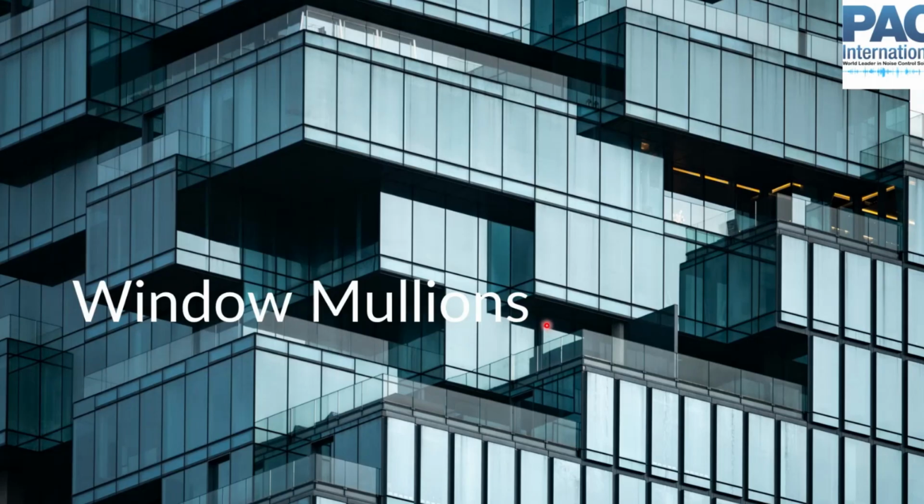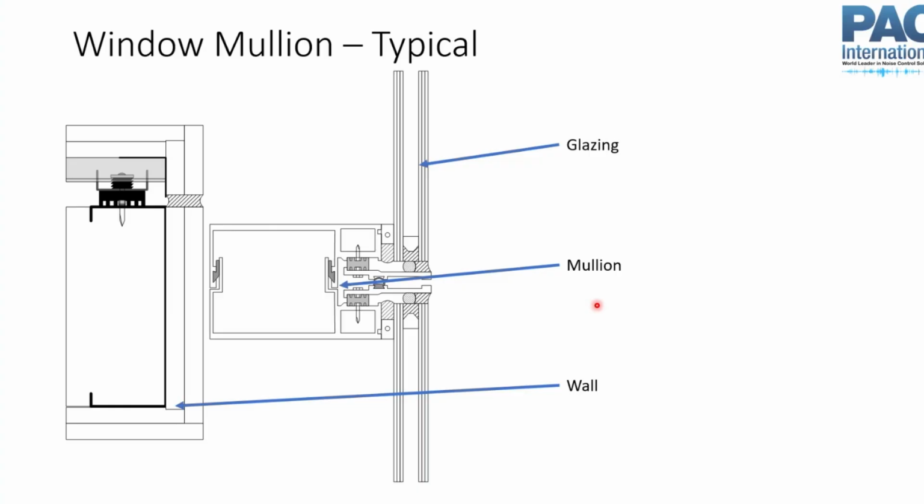All right, I think the last thing we have here, and then we'll have some time for questions. The last bit is window mullions. Window mullions are really tricky ones. They create a lot of issues, and part of that is because we have this cavity path.